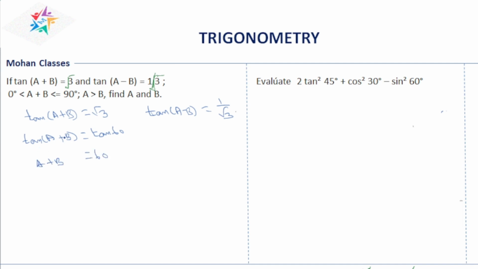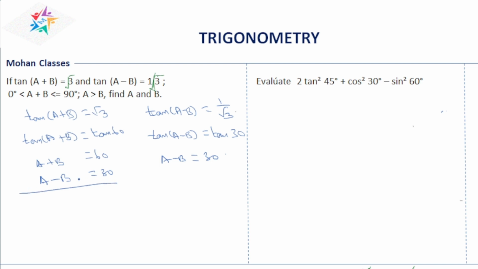Therefore, a plus b is equal to 60, right? Taking tan inverse, a plus b will be 60. Similarly, here, tan a minus b is equal to tan 30, right? 1 by root 3 is tan 30. So, that is a minus b is equal to 30.